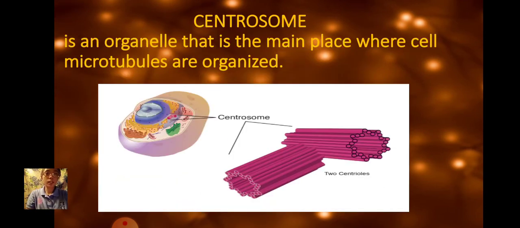Centrosome is an organelle that is the main place where cell microtubules are organized. It serves as the main microtubule organizing center of the animal cell, as well as a regulator of cell cycle progression.